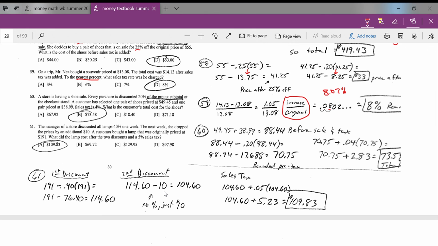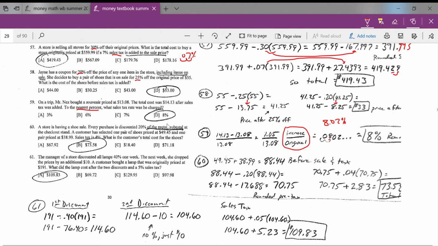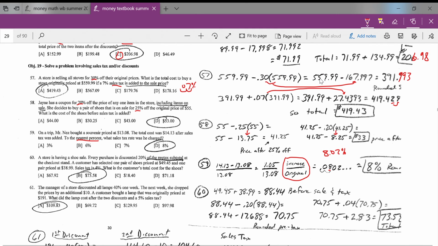Number 60. They're having a shoe sale. Every purchase is discounted 20% of the pre-tax subtotal. Customer selected one pair of shoes at $49.45 and one at $38.99. So they're buying 2 pairs of shoes. Sales tax is 4%. What's the total discount? So this would be very similar to number 57. We have to do a discount and then add a tax.